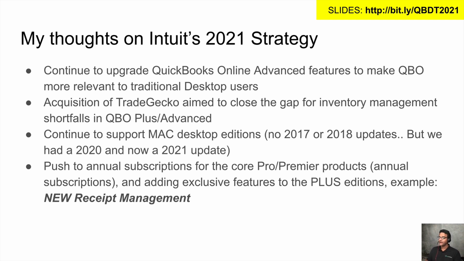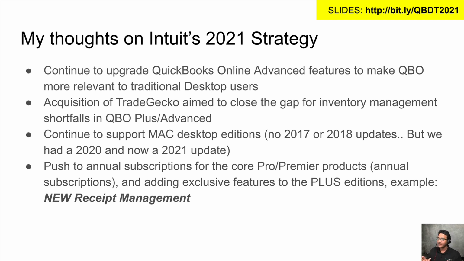And then there's going to be, which is probably going to be the biggest push you're going to see this year, the push to the annual subscription into the core Pro Premier products. It is absolutely clear to us that QuickBooks or Intuit only wants to sell monthly or annual subscriptions. They don't want to sell boxes anymore. They don't want to sell permanent license anymore. So in 2021, they will continue to sell Pro Premier.